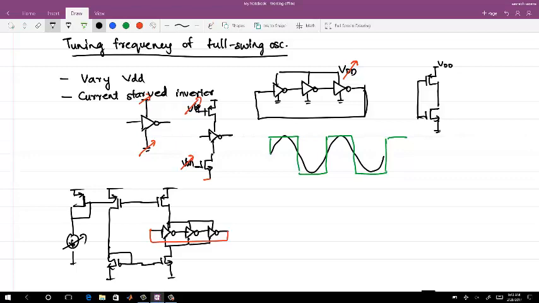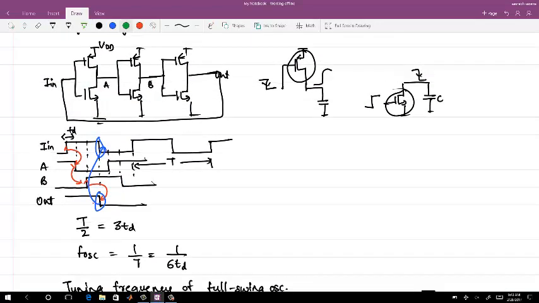So let's look at this one, right? Let me show you here. When I give a high here, the output A discharges ideally like this, and this depends on the PMOS strength. Sorry, discharging is through NMOS. Made it wrong here. So it discharges like this, whereas the PMOS charges here.